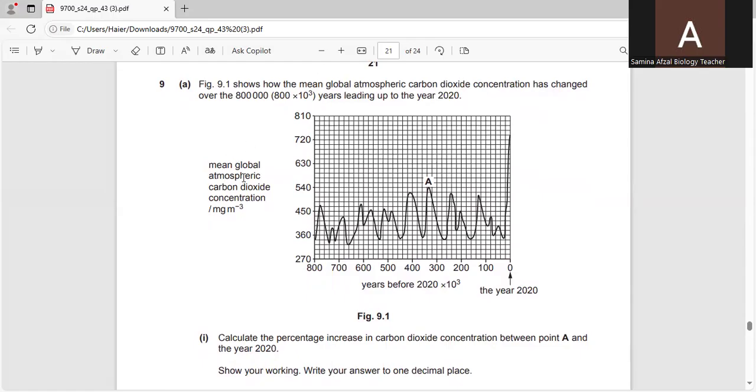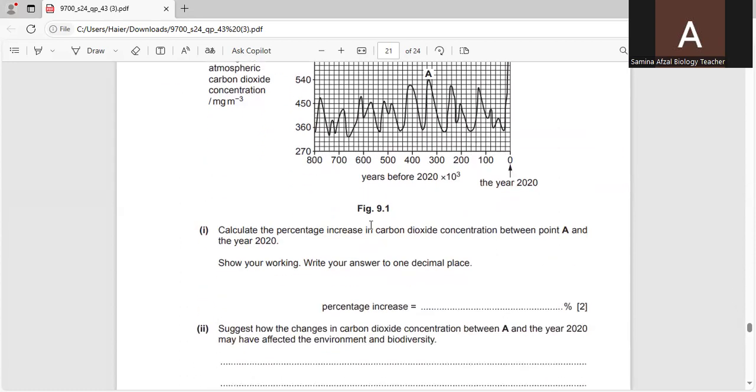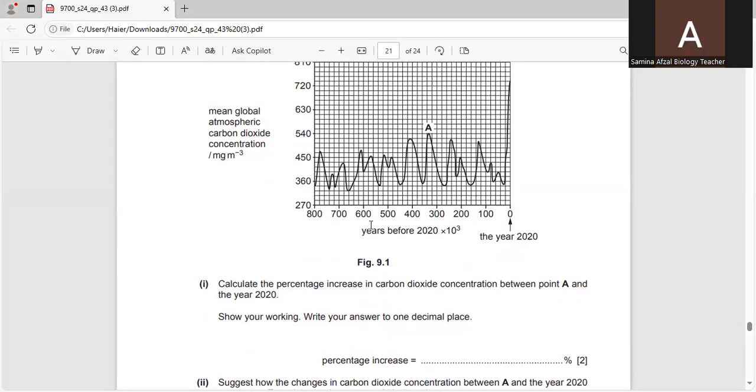the year 2020. So mean global atmospheric carbon dioxide concentration has been taken on the y-axis, and years before 2020 up to the year 2020 on the x-axis. Calculate the percentage increase in carbon dioxide concentration between point A and the year 2020. Show your working with your answer to one decimal place.